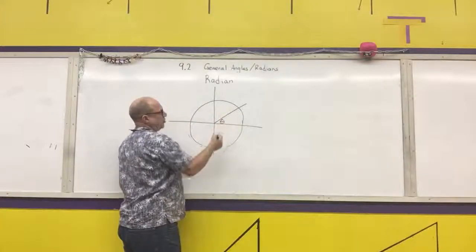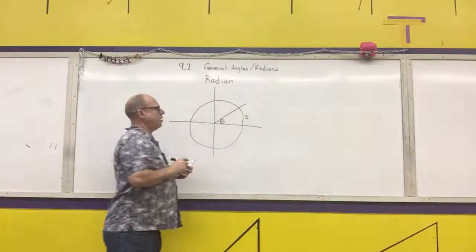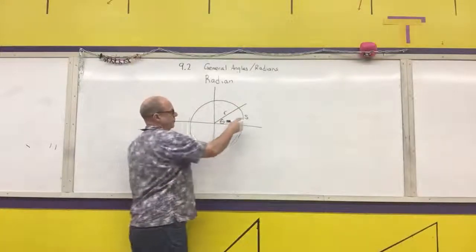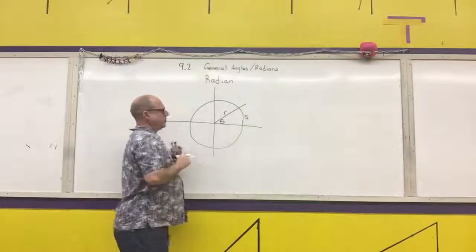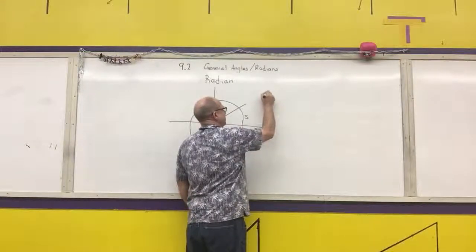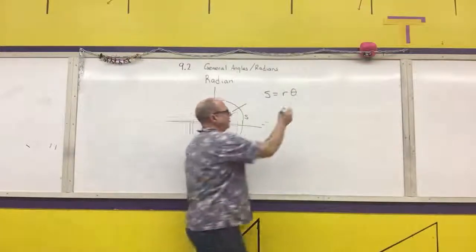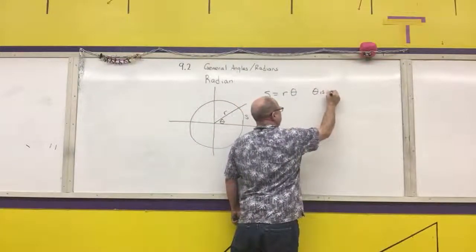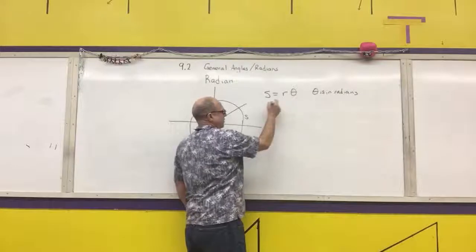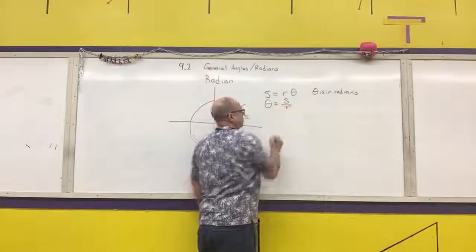that intersects a circle, and its measurement is the arc length of, so if I intercept this circle, it is the arc length here, and the relationship I get is that the arc length is r times theta, where theta is in radians. Okay, so if I want to know what theta is, divide both sides by r. Theta is equal to s over r.